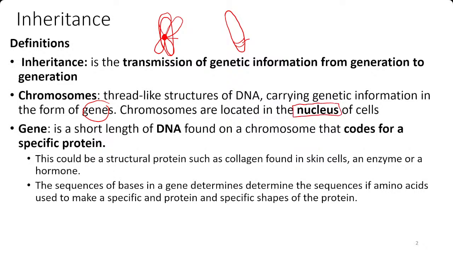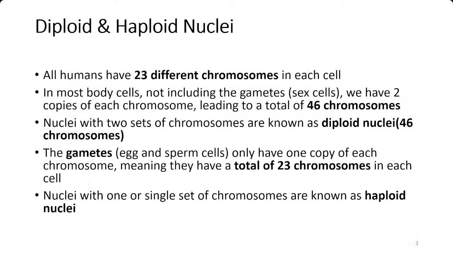And a gene is a short length of DNA found on a chromosome that codes for a specific protein. This is really important because this could be a structural protein such as collagen found in skin cells, an enzyme, or a hormone. You need to know that hormones and enzymes are also forms of proteins if you didn't know that. The sequence of bases in a gene determines the sequence of amino acids used to make a specific protein and specific shapes of the protein. So, yeah, let's move on.